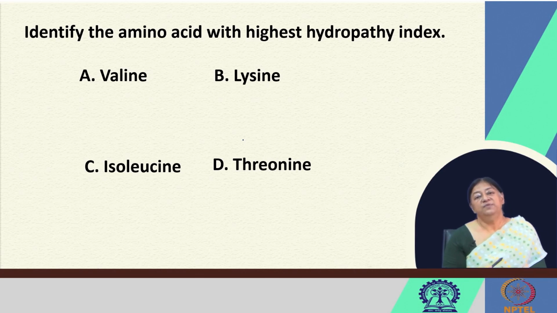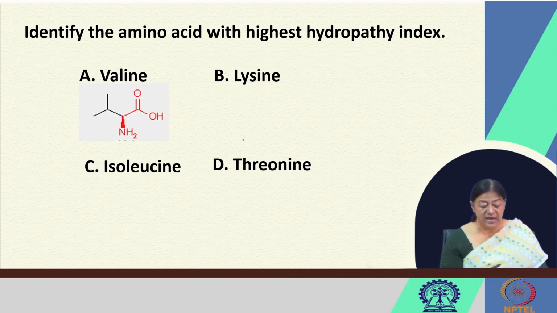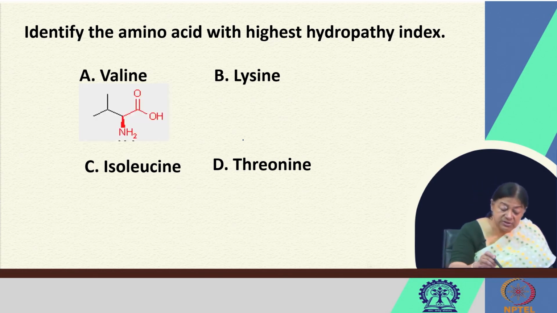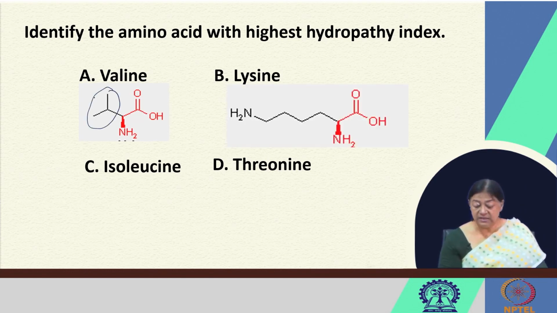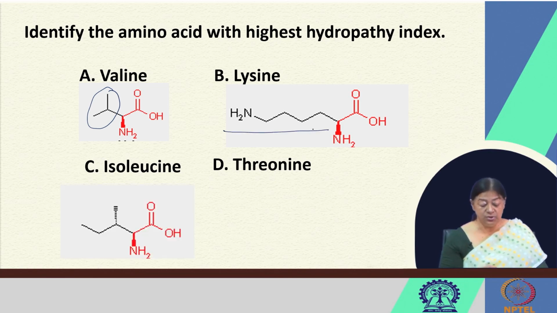If we want to identify an amino acid with the highest hydropathy index, what is this hydropathy index? It is a measure of the hydrophobicity of our amino acid. So, let us look at the structures of each of these. So, valine is this. So, the side chain is this one in black. The lysine has, as we know, an additional NH2 in its side chain, rendering it more polar. Isoleucine has only again carbon and hydrogen atoms in its side chain.